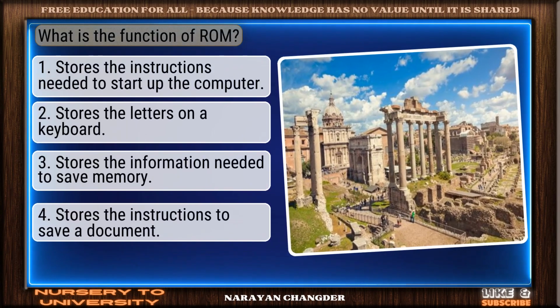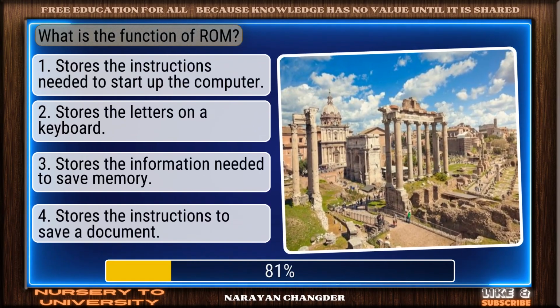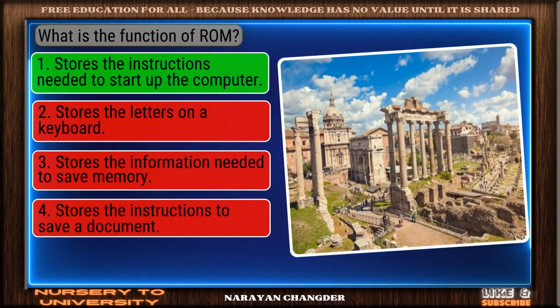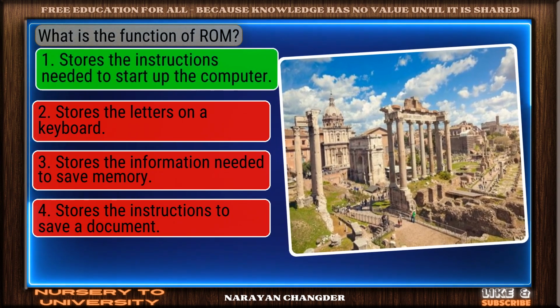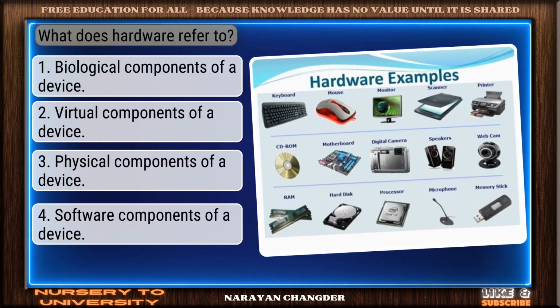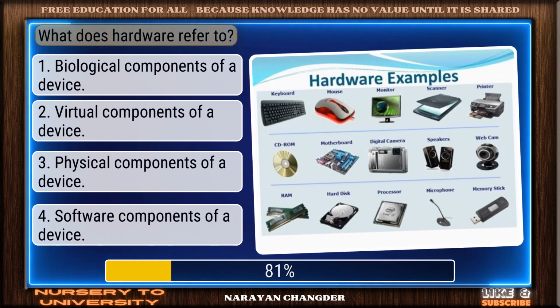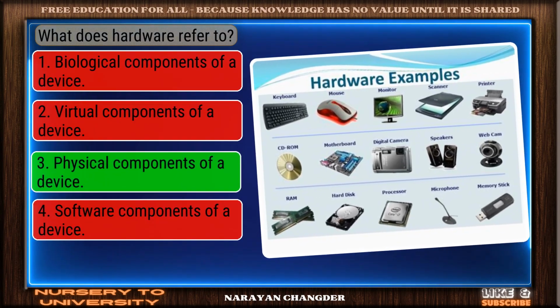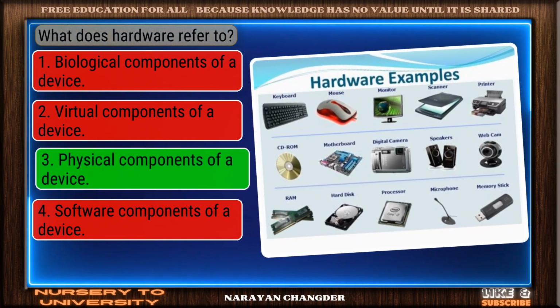Question number 55. What is the function of ROM? On track. Stores the instructions needed to start up the computer is the correct answer. Question number 56. What does hardware refer to? Excellent. Physical components of a device is a brilliant choice.